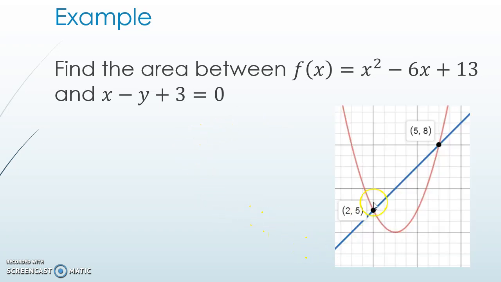So the blue line here is our straight line, the red is our quadratic, and we can find the intersection points. Again, we could find this algebraically, but it makes a lot more sense to just use graphical methods. So plot these on your graphics calculator and find the intersection points between those two functions. Here we're going to find the area enclosed between where x equals 2 and x equals 5.